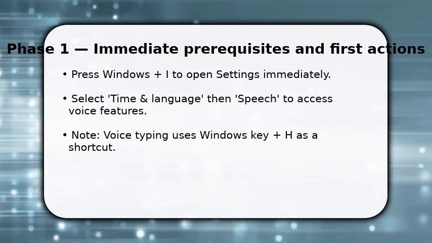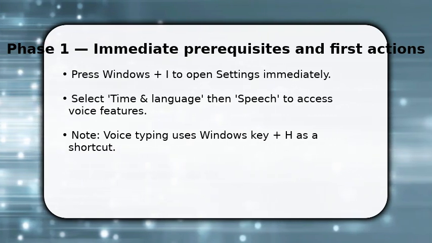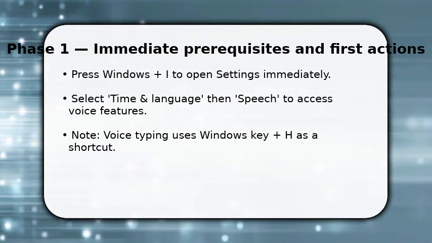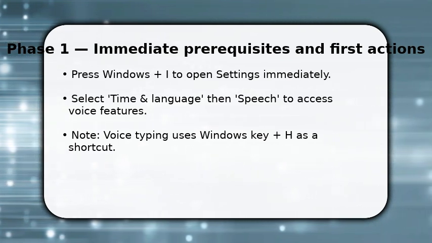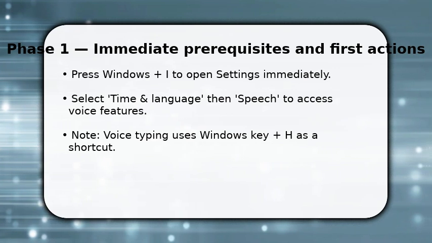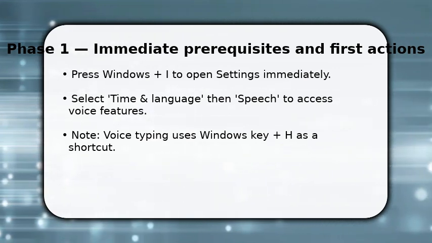You start by opening Settings with Windows plus I. Once the Settings window appears, go straight to Time and Language, then Speech. You need to locate the voice typing shortcut and the toggle that enables the feature. Make sure to keep the Settings window visible. This is where you will turn off the activation method.